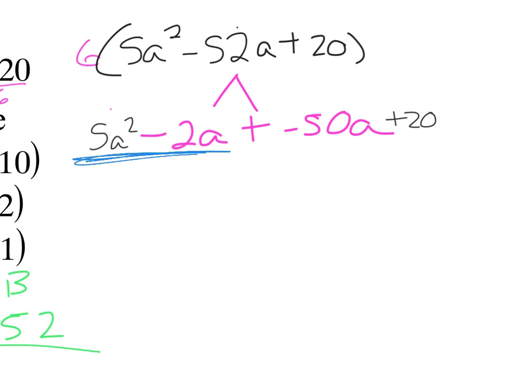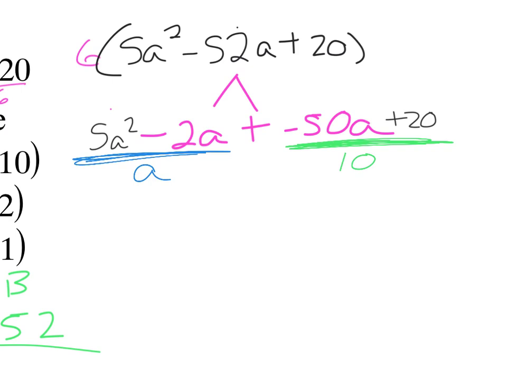So I'm just going to group those first two together just because they're sitting there and I can factor something out of them. So what can you factor out of that first group that I just underlined in blue? A. Yep. And what can I factor out of this green group right here? 10. Yep.